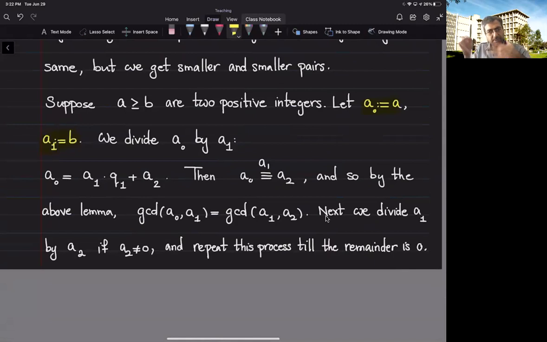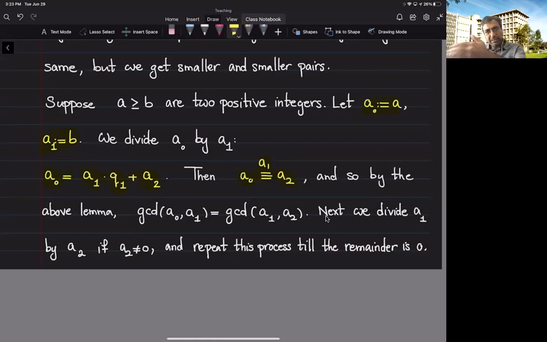So suppose a is at least b, so we set a sub 0 to be a and a sub 1 to be b. And we divide a sub 0 by a sub 1. We get a quotient and a remainder. Let's call the remainder a sub 2. So we get this equality: a sub 0 is a sub 1 times the quotient plus the remainder. In particular, a sub 0 is congruent to a sub 2 mod a sub 1.